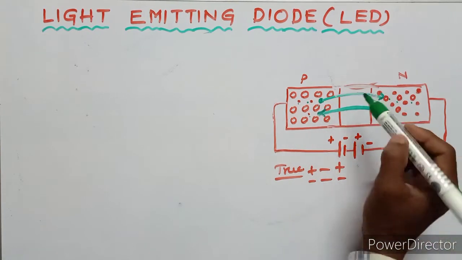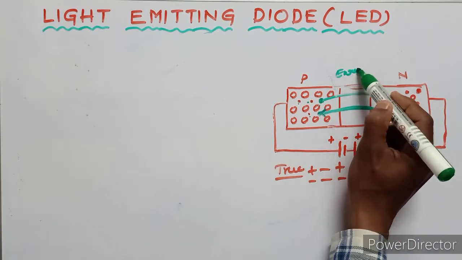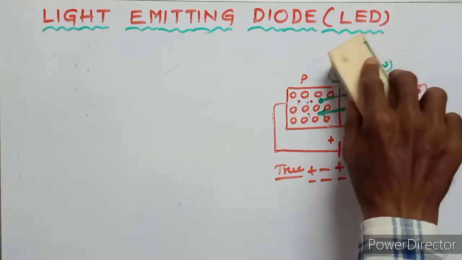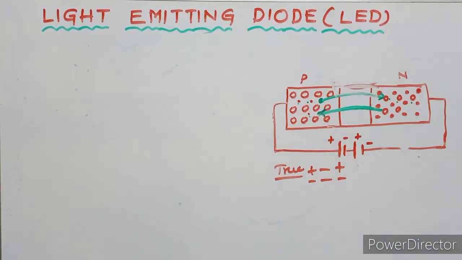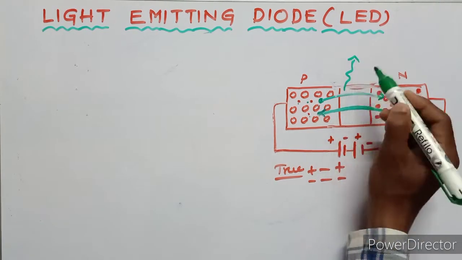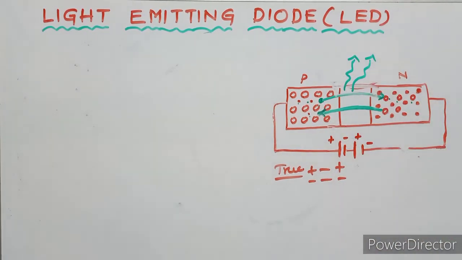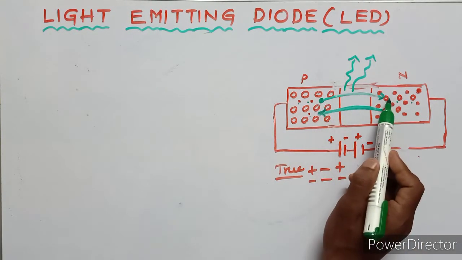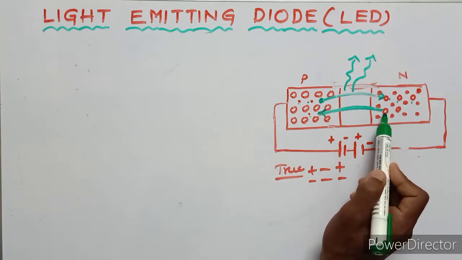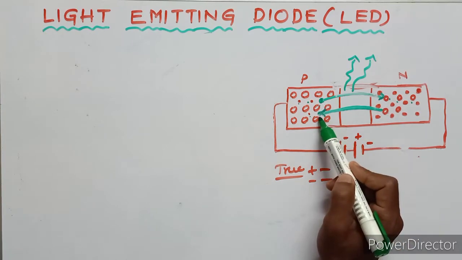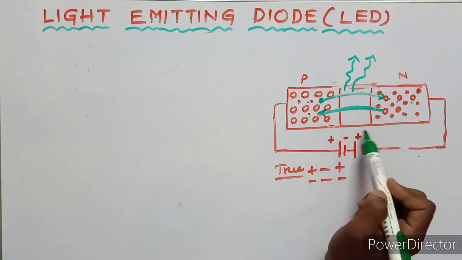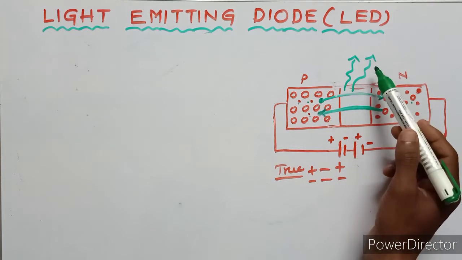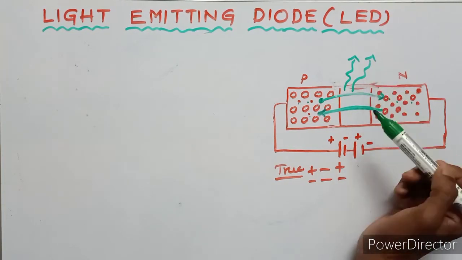In this process the energy released comes out in the form of a photon. If a free electron jumps towards a hole, and this hole jumps towards a free electron, at the time of jumping, the energy is released as light energy. The light here is the photon.